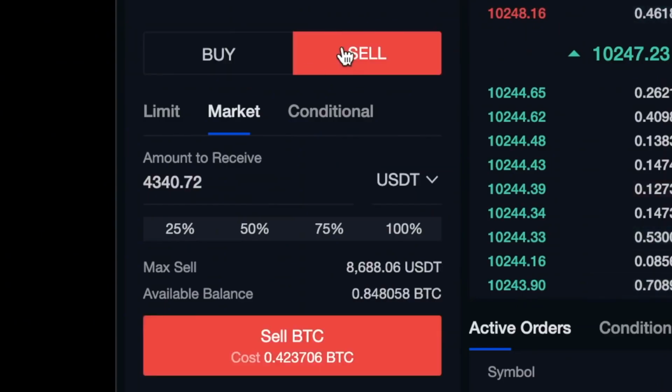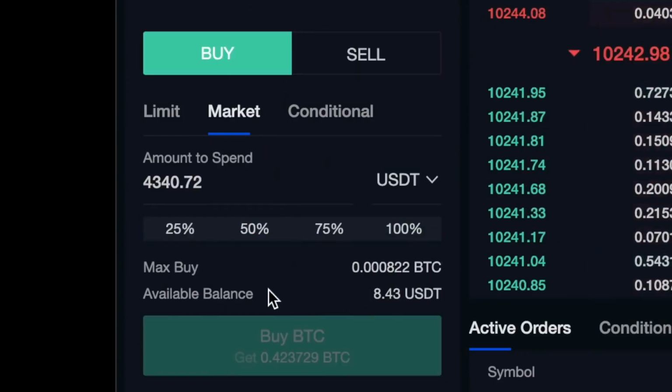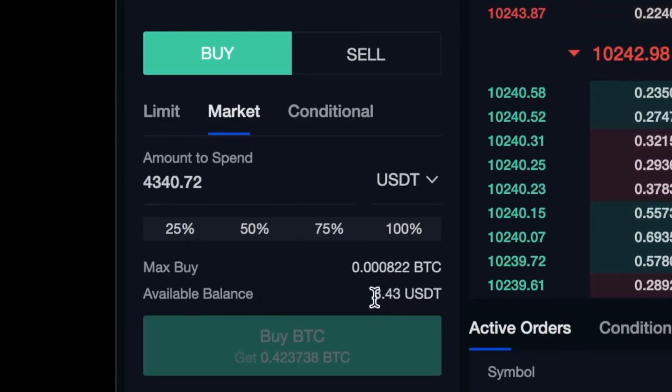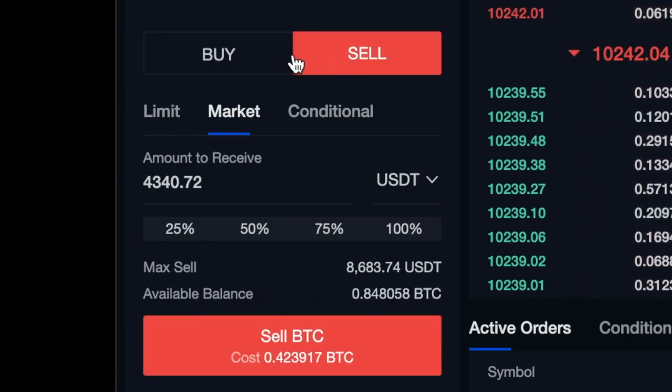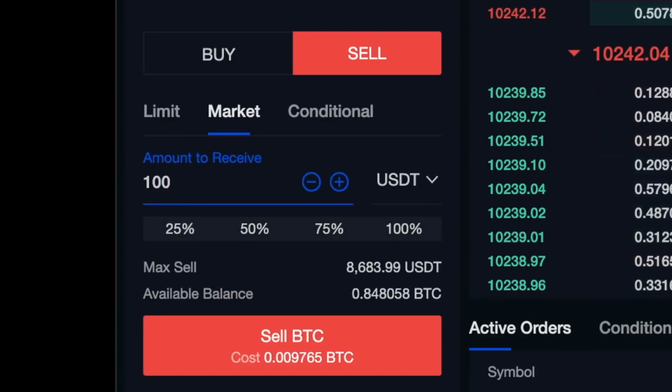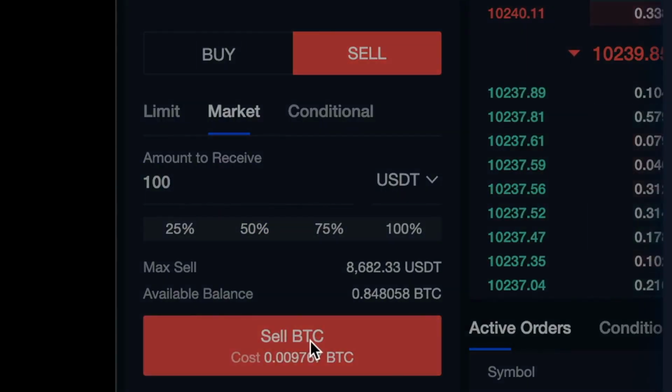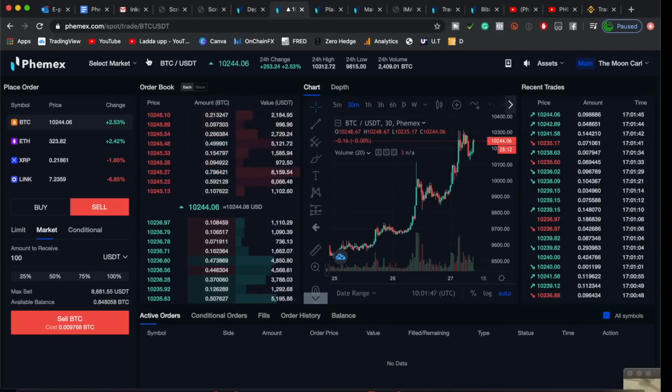To sell Bitcoin here, you need to make sure that you have available Bitcoin in your balance. And to buy Bitcoin, you need to make sure that you have available US dollar tether in your balance. Let's say I want to sell Bitcoin here. Let's say I want to sell $100 worth of Bitcoin. I can just click sell Bitcoin. And that's basically it. Remember, you need a premium account to do spot trading.